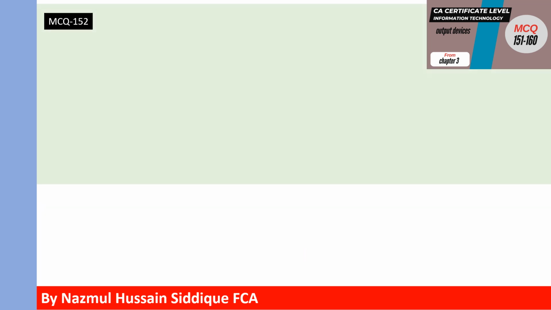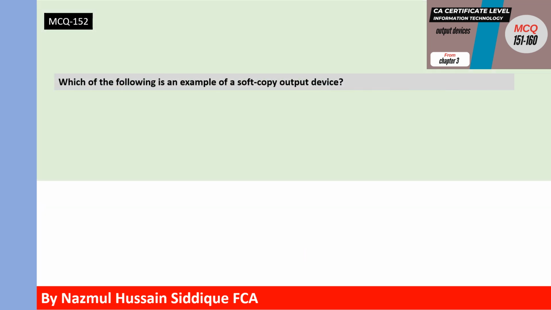Question number 152. Which of the following is an example of a soft copy output device? Option A, braille display. Option B, speaker. Option C, projector. Option D, all of the above.